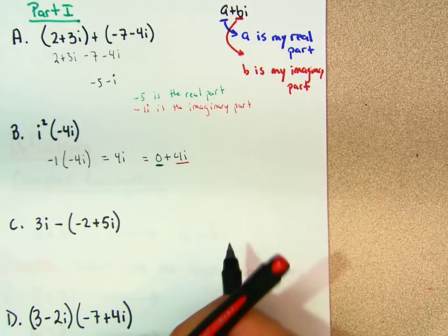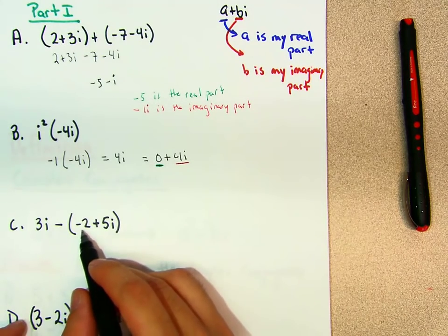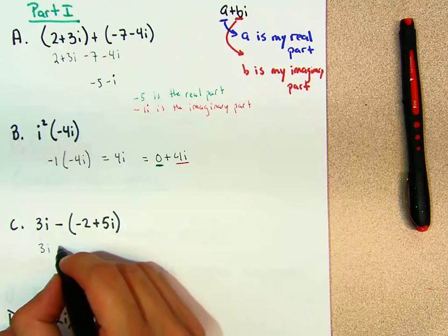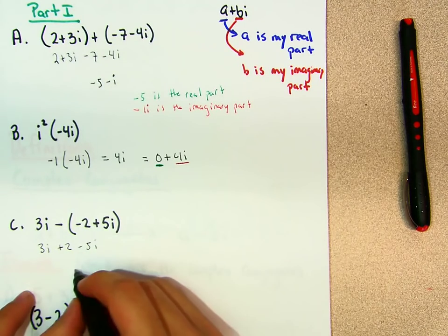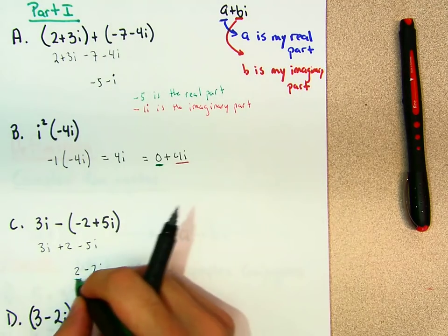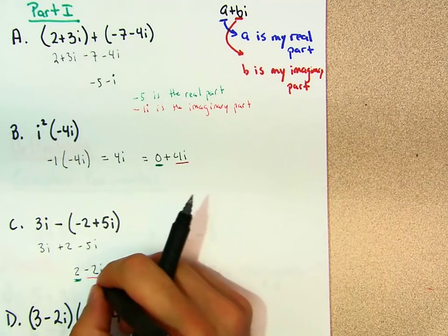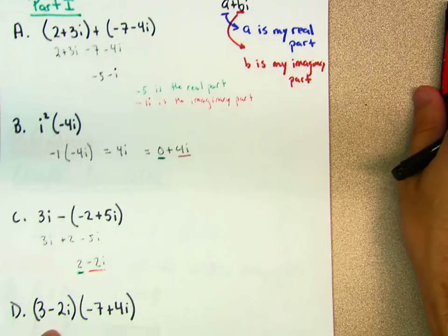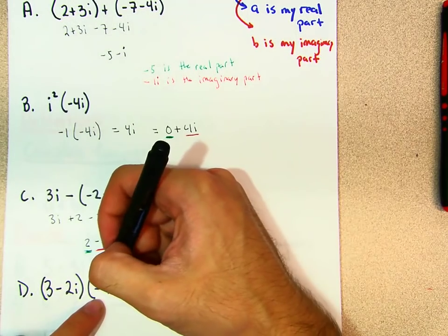Okay? Next one. Negative 3i minus negative 2 plus 5i. So this is negative 3i plus 2 minus 5i. And then this just becomes 2 minus 8i. Okay? And again, 2 is my real, and the other term is my imaginary. Okay? Next one. 3 minus 2i times negative 7 plus 4i.